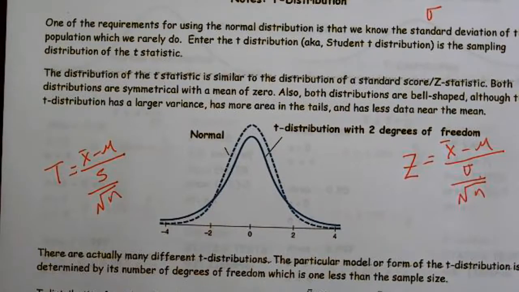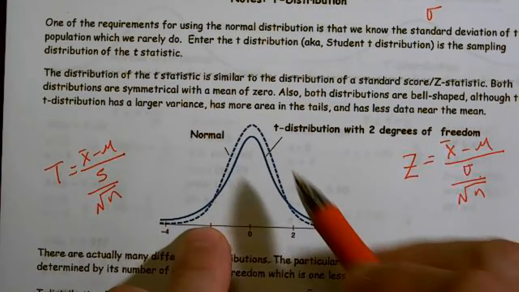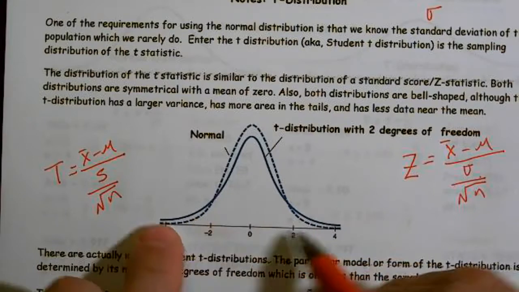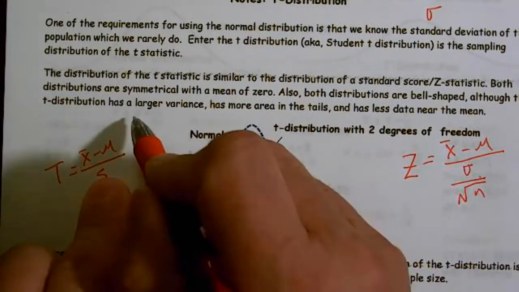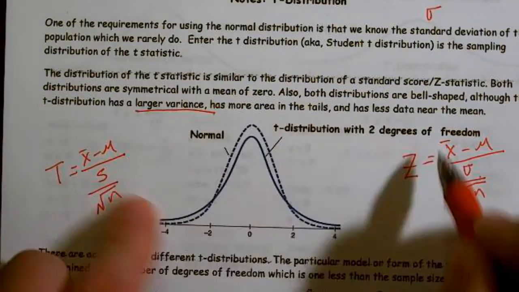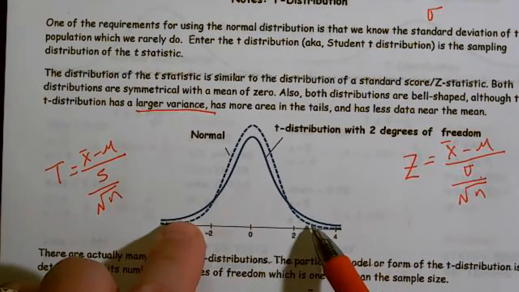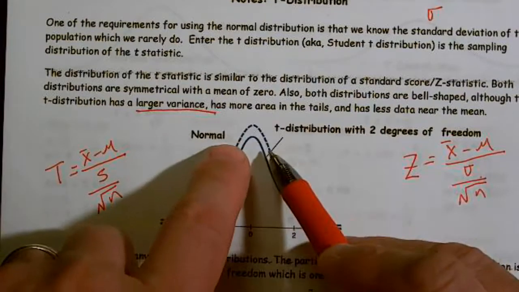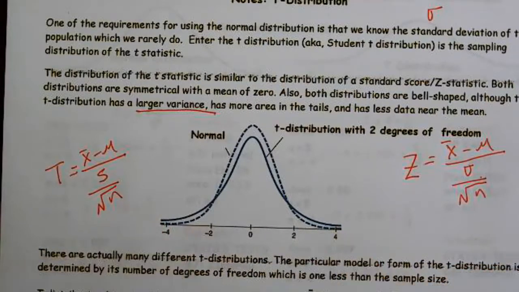Now, they're very, very similar. Both distributions are symmetric. They're both mound shaped or bell shaped. However, the t-distribution has more area in the tails. In other words, the t-distribution has a larger variance and more area in the tails. And that's really important to know. That's the type of test question we like to ask. So if the dashed line represented the normal, we'll notice that the normal is a little bit taller and the t has more area in the tails.